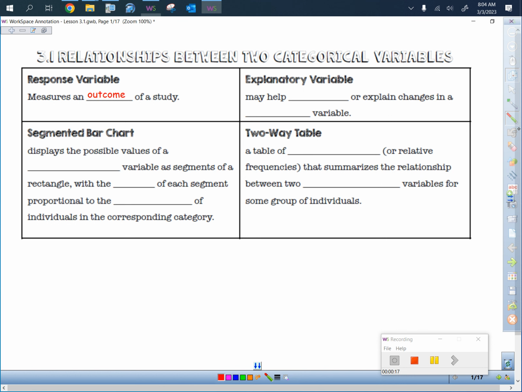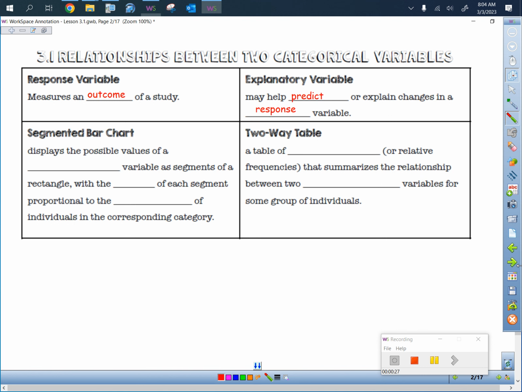Then the explanatory variable may help predict or explain changes in a response variable. The explanatory variable helps predict things. To me, I like the root word in that because explanatory sounds like explain. You're going to explain things. This variable will help explain or predict things. We'll dive way more into that here in a second.